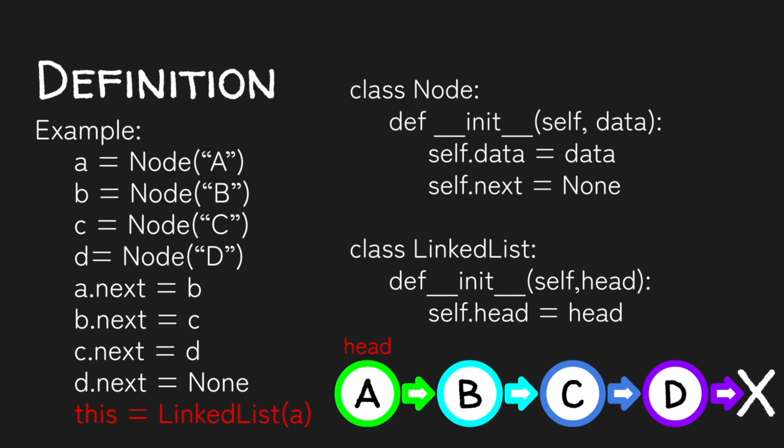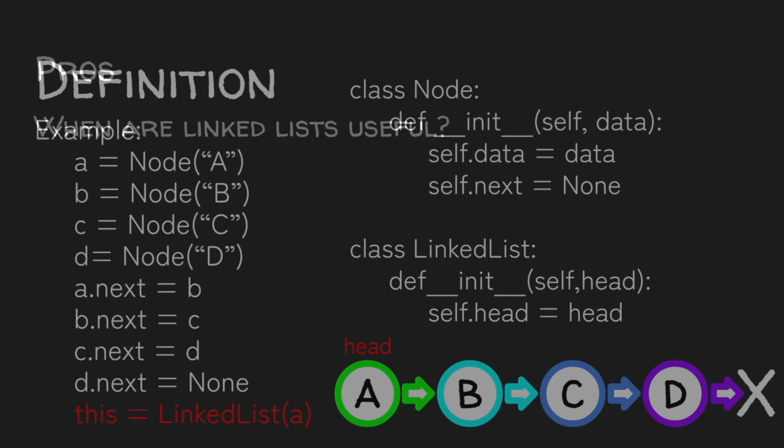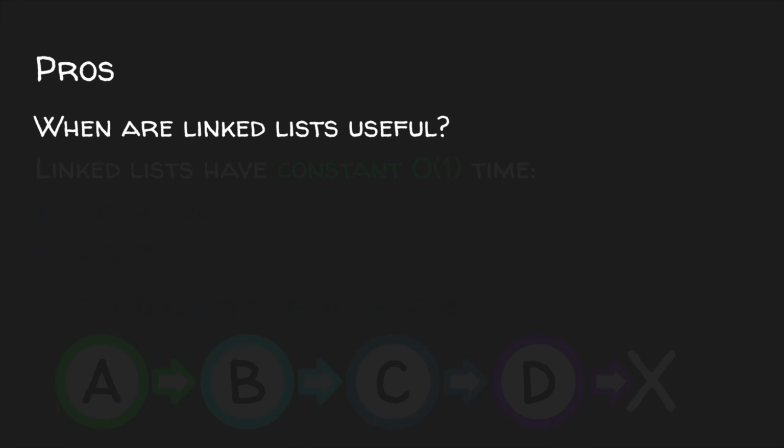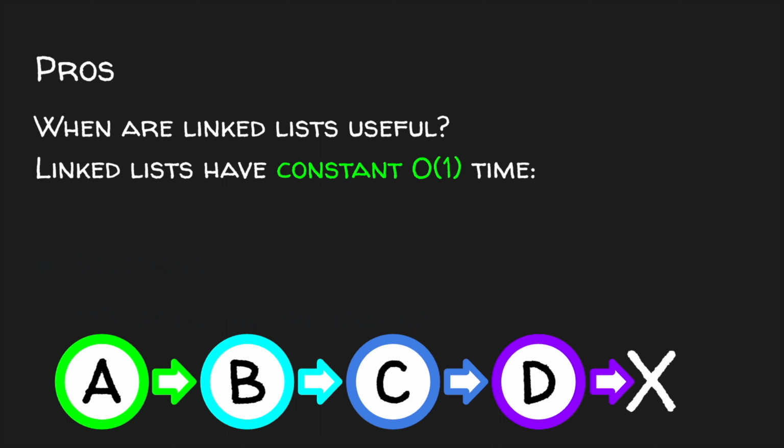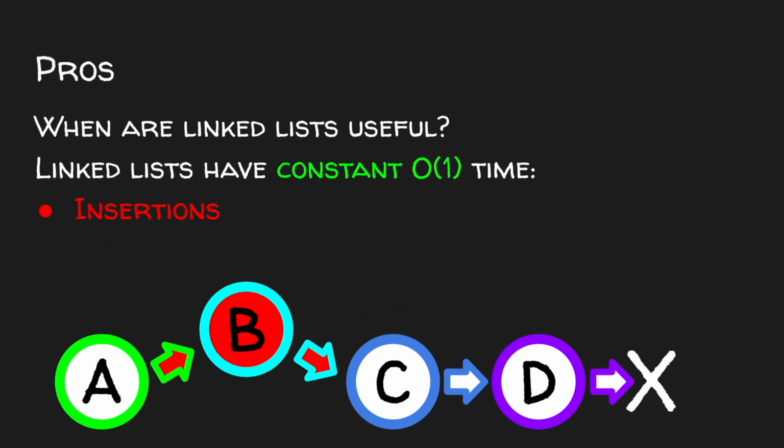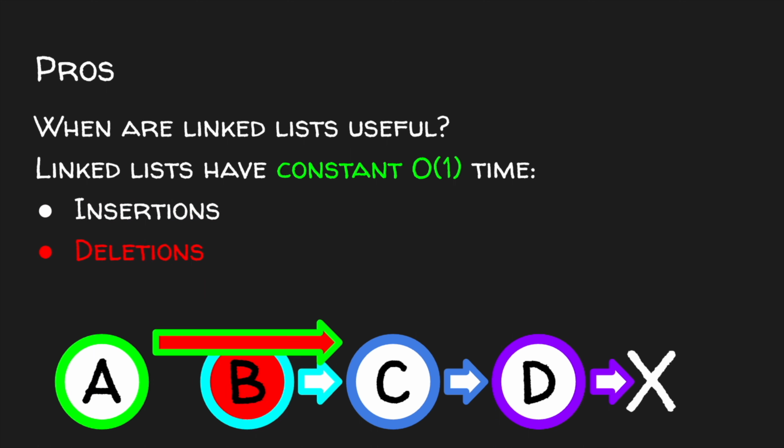Now that we know what a linked list is, when are they useful? Linked lists have constant, or O of 1, time insertions and deletions. To see why, let's pretend we were inserting the element B in the diagram below. Inserting the node B only requires manipulating two pointers, the one before B and the one after B. And deleting the node B only requires manipulating the previous node A's pointer. A caveat with this is that we need to already have the previous node if we want to perform an insertion or deletion in constant time.